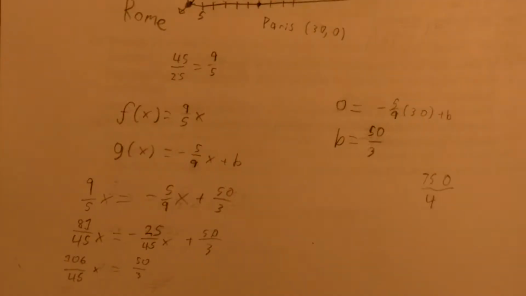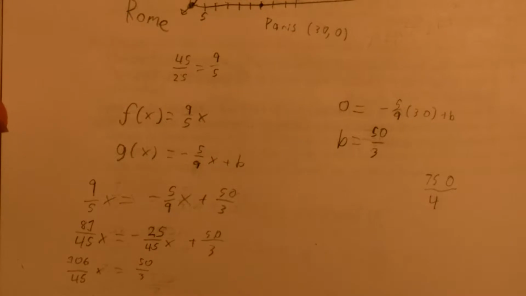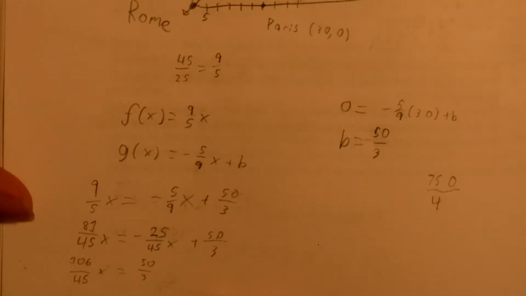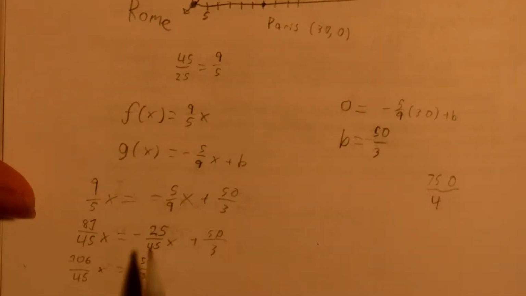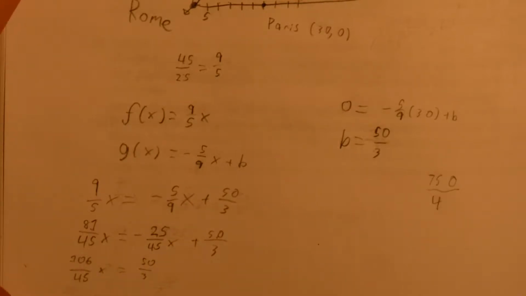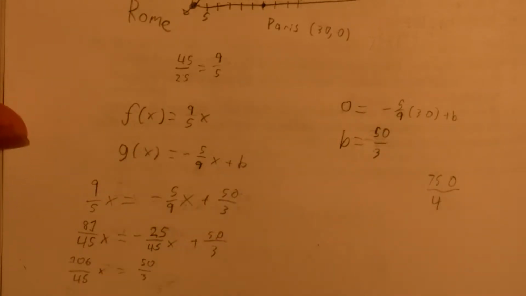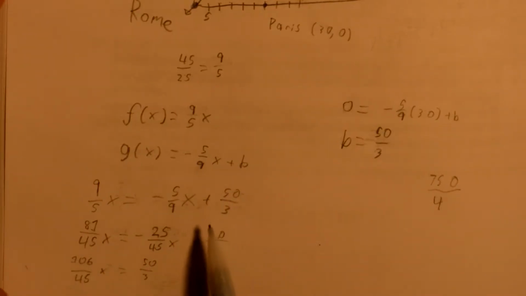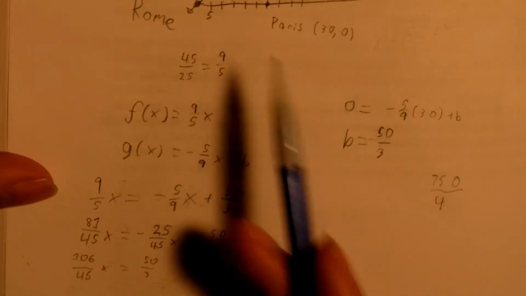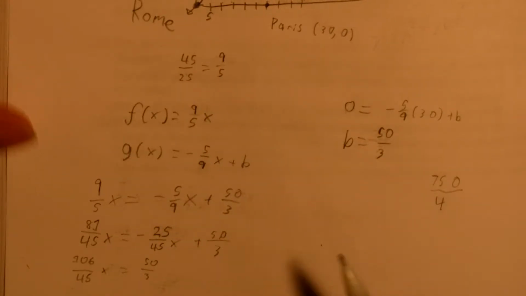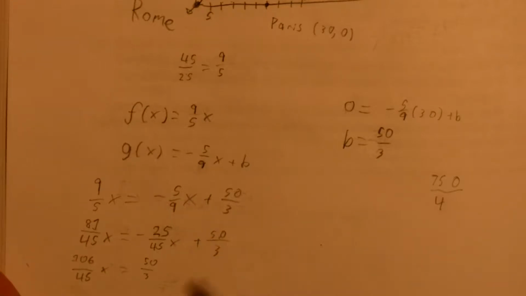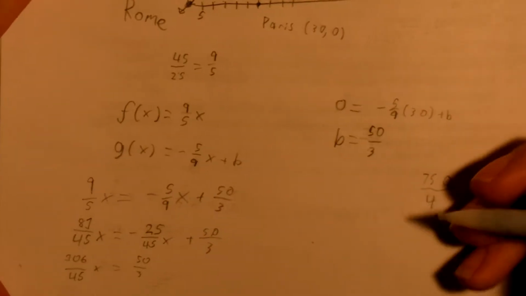Shut up. Inverse. Okay, so the slope is the inverse, which is negative 5/9, and we don't know B yet. So to solve for B, we plug in the coordinates of Paris. And so B is equal to 50 over 3. And so then you take the two equations and make them equal to each other to find the point in which they intersect. So that would be 9 over 5x is equal to negative 5 over 9x plus 50 over 3.